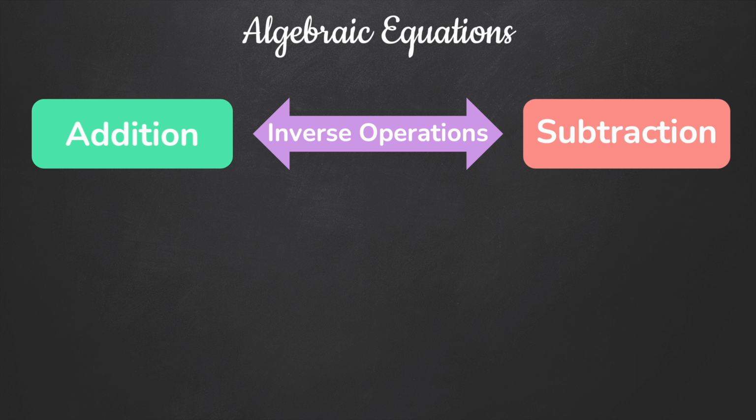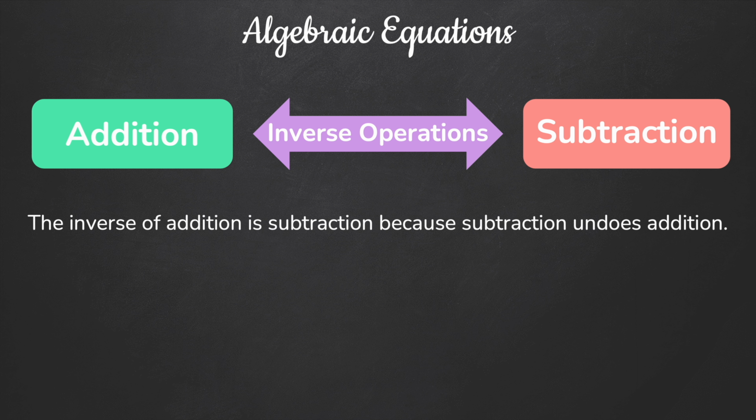Addition and subtraction are inverse operations of each other. The inverse of addition is subtraction because subtraction undoes addition. So let's go over an example.